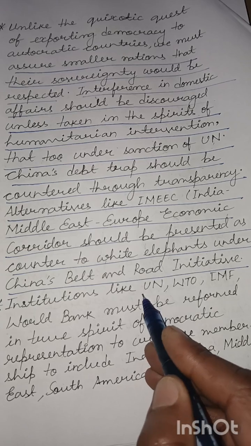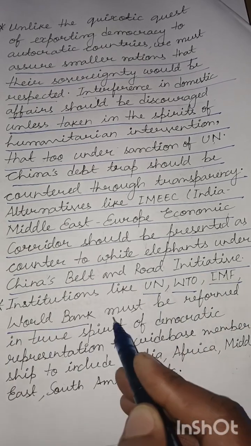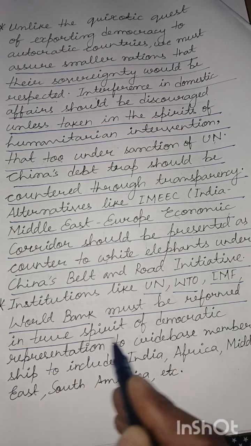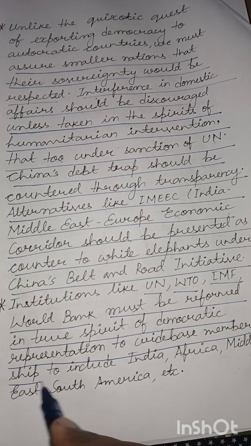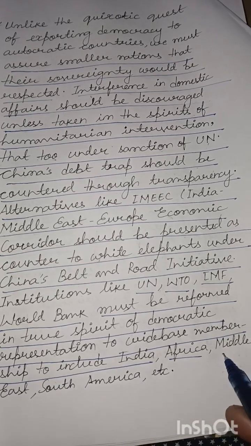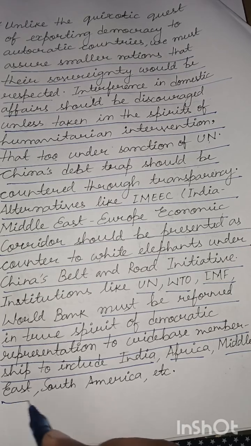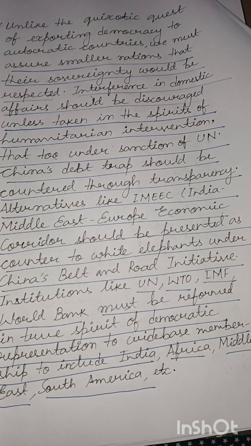Institutions like the UN, WTO, IMF, and World Bank must be reformed in the true spirit of democratic representation, with a wide-based membership to include India, Africa, the Middle East, most of which are Muslim countries, and South America. So again, the point is democracy is essentially all about representation. Democracy entails giving representation to a wide swath of people, and in our case it is even universal suffrage.